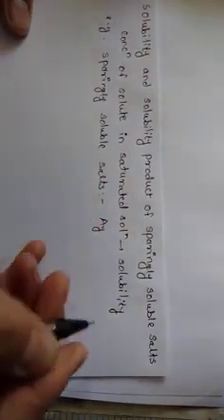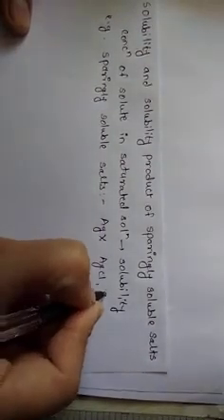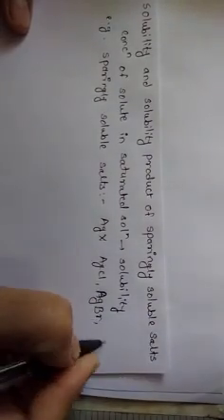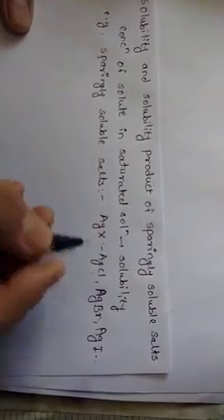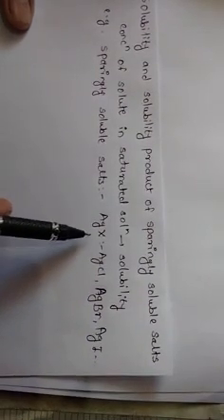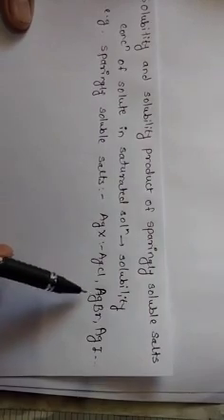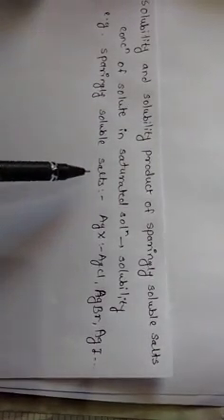Typically AgX, meaning AgCl, AgBr, AgI, and so on. There are some more examples given in your textbook, but for convenience we are studying the silver halides type. Halides include chloride, bromide, and iodide. So these are some examples of sparingly soluble salts, and these are sparingly soluble at room temperature.